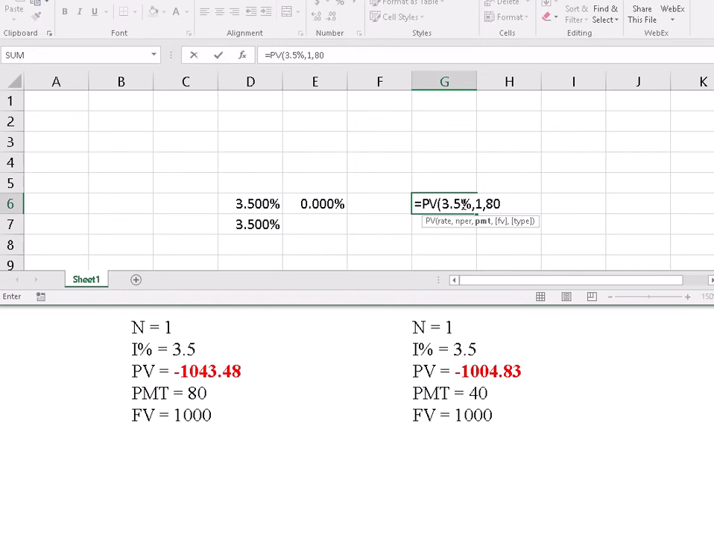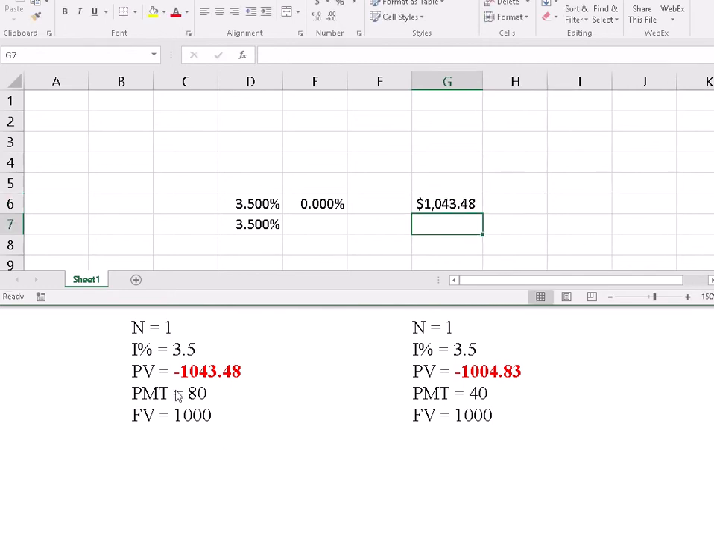We gotta start with a negative here, so we make that negative. So tax-free, we get $80 payments, and the face value is $1,000, right? That gives $1,043.48. I'm gonna drag this down here, and instead of writing 80, I'm gonna knock off $40 because we have to pay $40, 50% tax, and the price drops to $1,004.83.